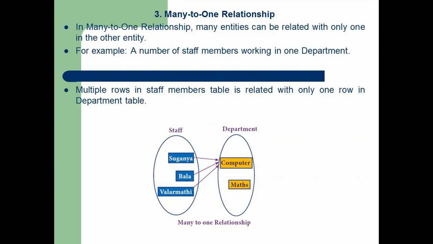Second one is many to one relationship, where many entities are related to one. For example, a number of staff members working in one department. So many staffs working in a single department is called many to one relationship.